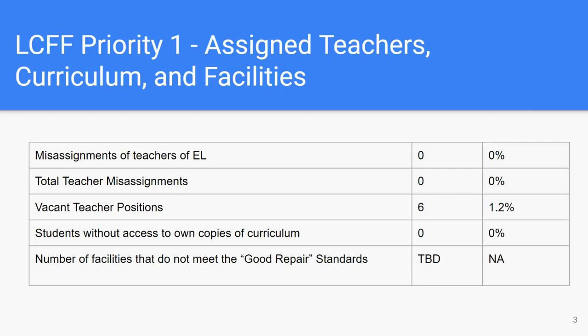Based on this definition, MJUSD has 0 teachers teaching without an ELS credential, 0 teachers misassigned, and 6 positions unfilled during the 22-23 school year. All of the students have curriculum, and the condition of the school facilities are still to be determined.